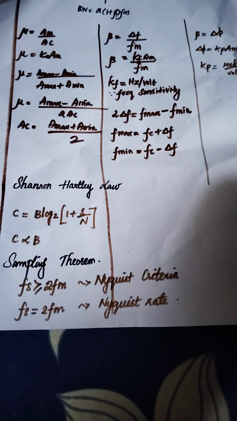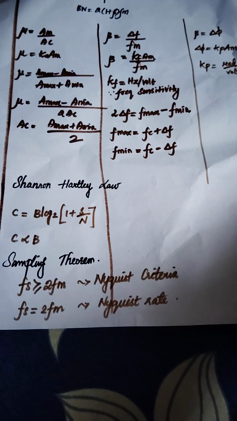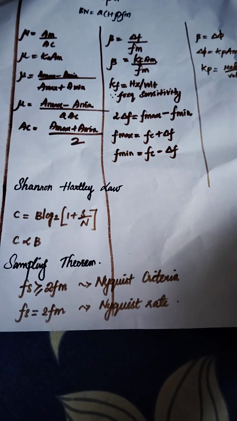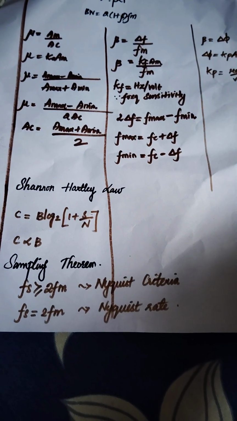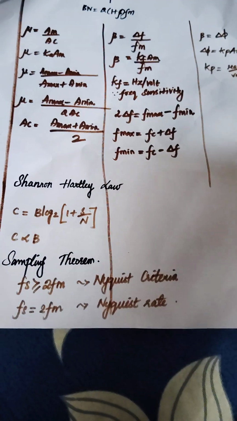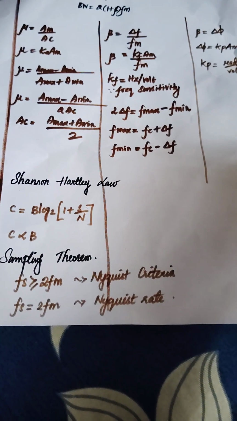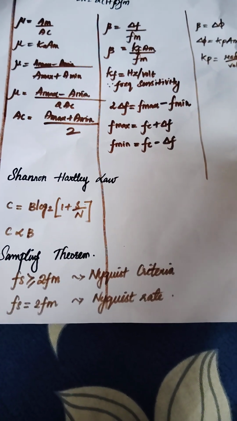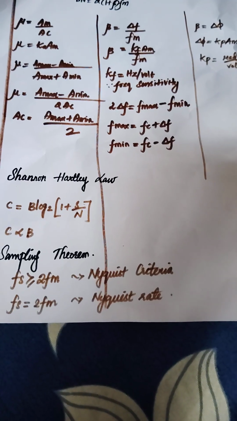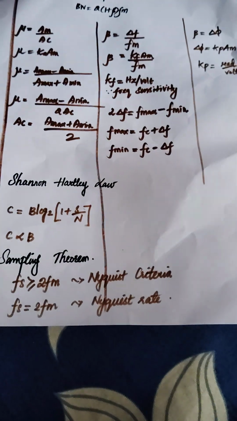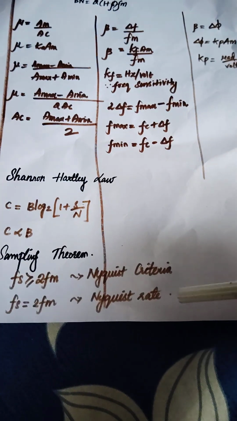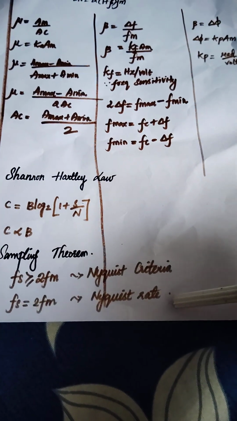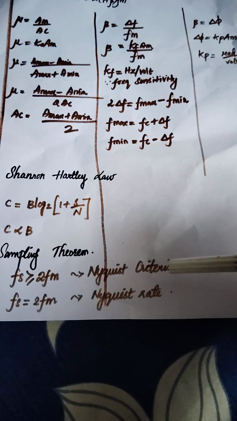And one more formula is the sampling theorem. Fs greater than or equal to 2 FM is the Nyquist criteria. If Fs is equal to 2 FM, it is the Nyquist rate. This question may also be asked. You should have clarity about the difference between Nyquist rate and Nyquist criteria.